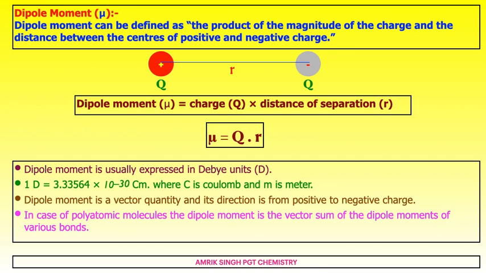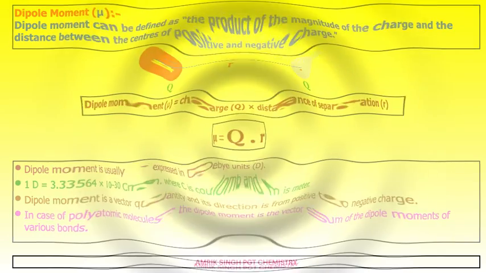Dipole moment is usually expressed in Debye unit, D, capital D. 1 D is equal to 3.34 into 10 raised to power minus 30 coulomb meter, where C is coulomb and m is meter. Dipole moment is a vector quantity and its direction is from positive to negative charge. In case of a polyatomic molecule, the dipole moment is the vector sum of the dipole moments of various bonds.